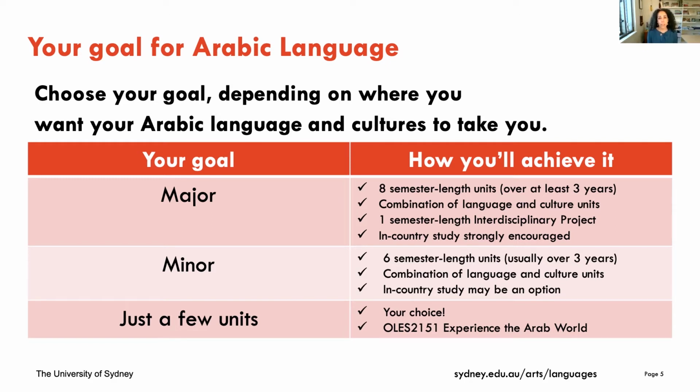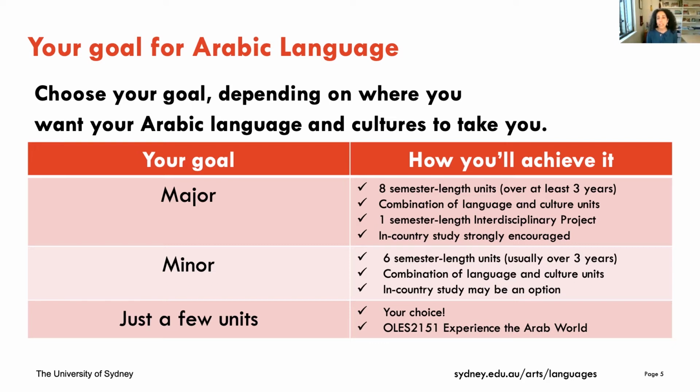Again, if your level is an absolute beginner, you can start from Arabic equivalent to 101 from the alphabet. If you have some background, again, get in touch with us and then we'll place you in the right unit. There is also an opportunity to do something called OLE, which is an open learning environment unit. We have 1 unit with the first iteration this last year, and students had a lot of fun. So they spent 3 years in Amman, Jordan, where the focus was cultural experience, but they also learned some basic knowledge about the language itself.